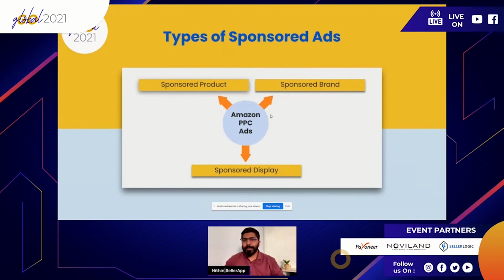So it is also a very good idea for sellers out there to consider having their brand registered on Amazon, because we've seen a lot of engagement happen through sponsored brand and display ads. We've seen the conversions be a lot higher than running sponsored product ads. But sponsored product ads are also very important because that is the base of running advertisements on Amazon.